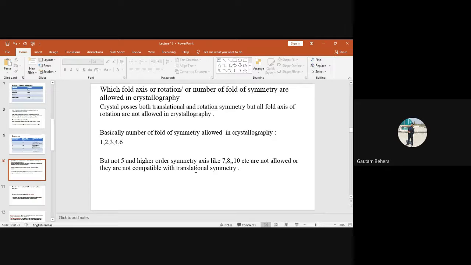Why? Suppose I am talking about a 5 fold axis of rotation, that is not compatible with translational symmetry. Because you understand, a crystal has both translational and rotational symmetry. That means you cannot go for any number of rotations, right? It can have a lot of rotation axes, but we cannot call it a crystal unless it is compatible with the translation also, right?